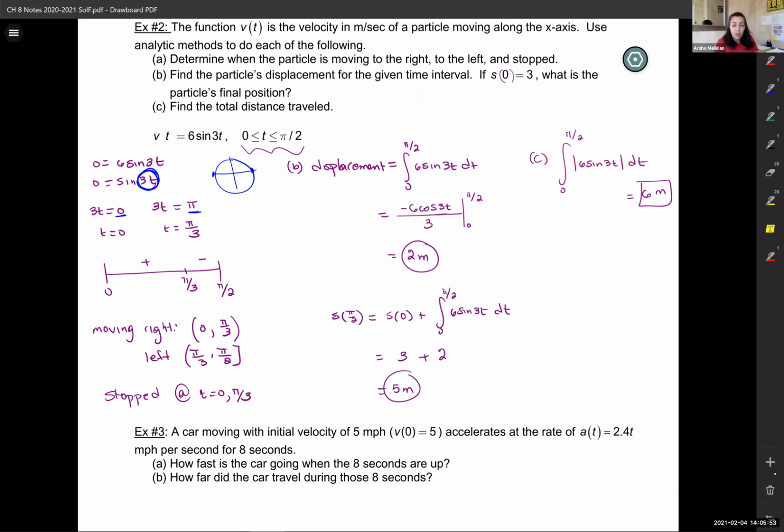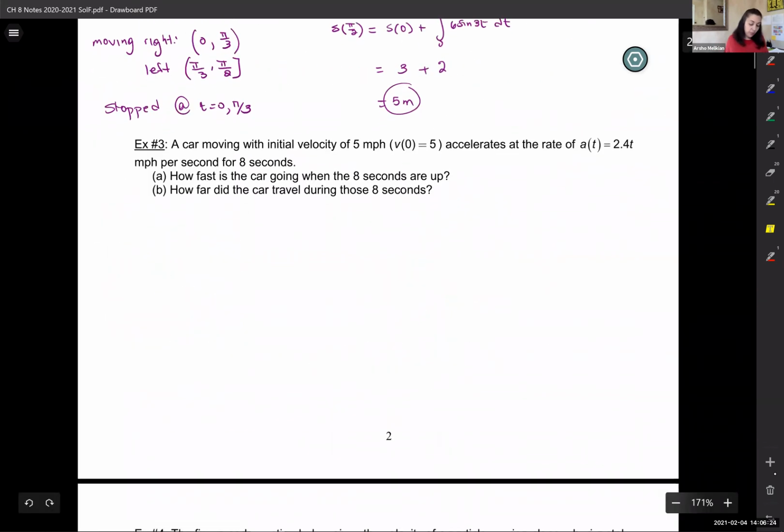So that one, you would either use your calculator, or do you remember how we did it before? You would figure out where the function is 0, and then you make two integrals, from 0 to pi over 3 and so on. I'm not even going to go over it right now. You don't need it right now. It doesn't show up as often on non-calculator parts. Okay, let's do this next problem.